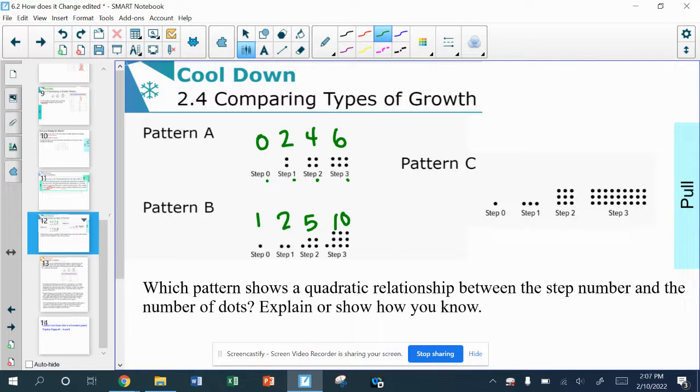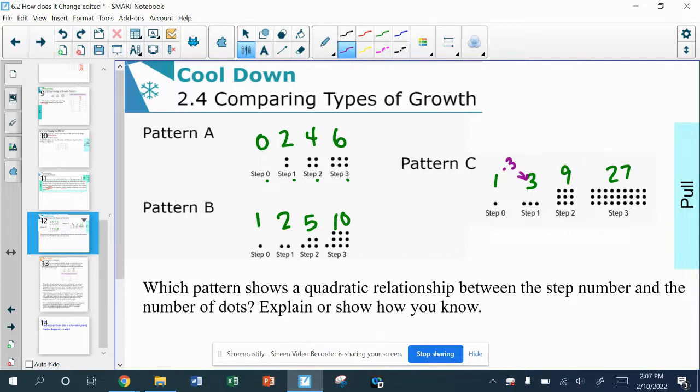In pattern C, step 0 is 1, step 1 is 3, step 2 I've got 9. Step 3, I have 1, 2, 3, 4, 5, 6, 7, 8, 9 by 3, which is going to be 27. So take a look at what's happening here. This is not increasing by a constant rate. However, if I multiply this by 3, I would get this answer. And if I multiply that by 3, I get this answer. And if I multiply that by 3, I get this answer.